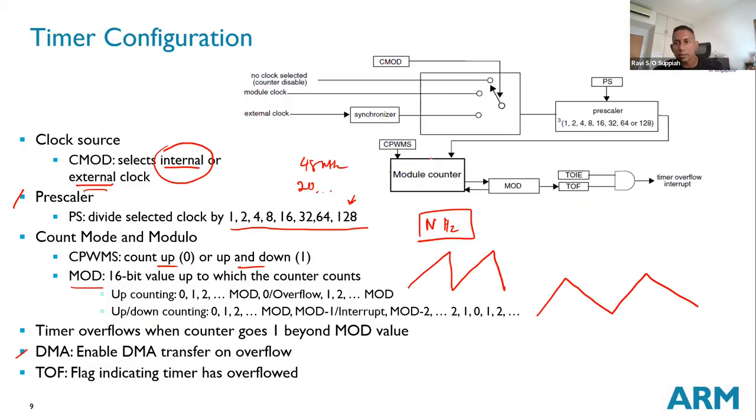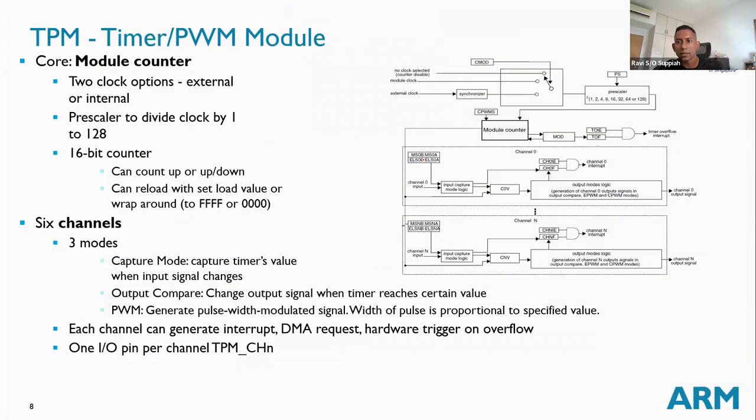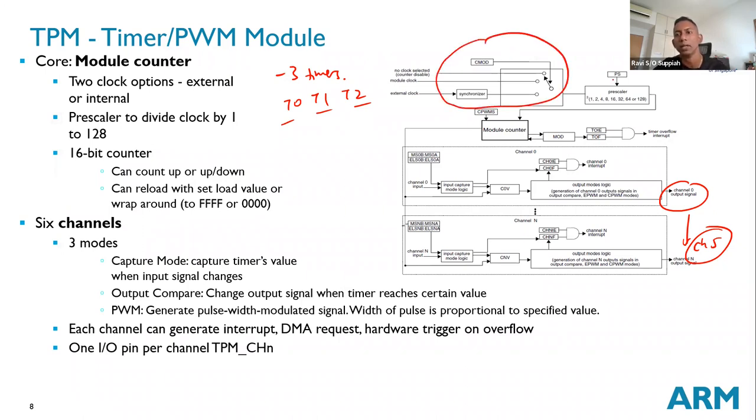let me go back to this slide here. If you look at this slide, this picture, this is basically what we talk about. First we select the mode of operation, we select the prescaler. Once we select the prescaler, your counter will start counting, depending on whether it's going to count up, count down, and so on. Now, when the counter is counting, you can see that there are two different pathways. The counter value goes this way, and the counter value goes this way.